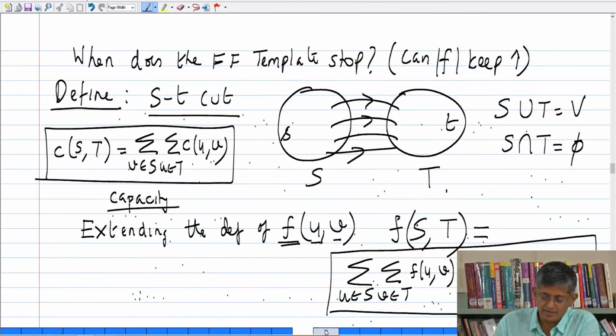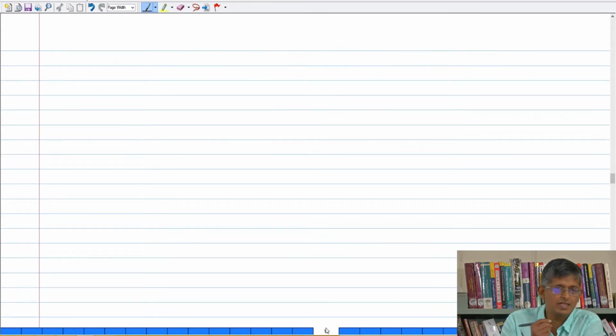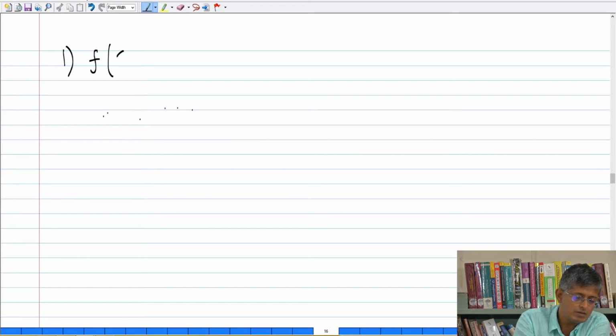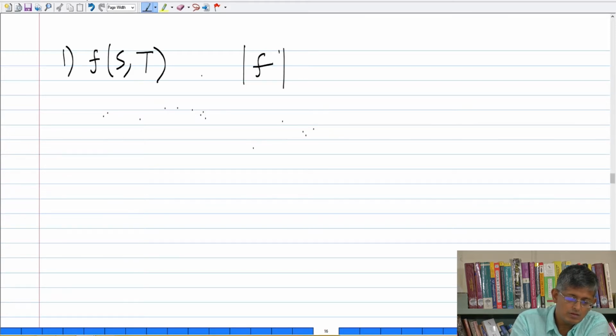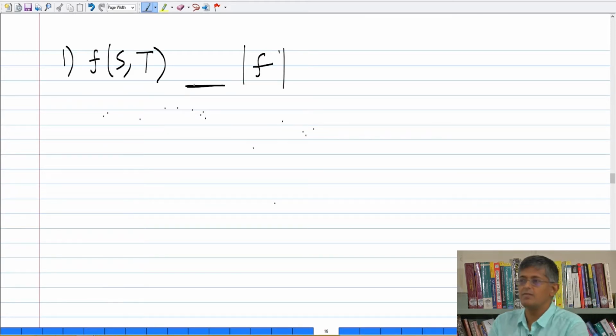Now we are going to observe some parameters. Now, but those parameters you can intuitively tell me. Right? Can you fill in this inequality blank? What is it?